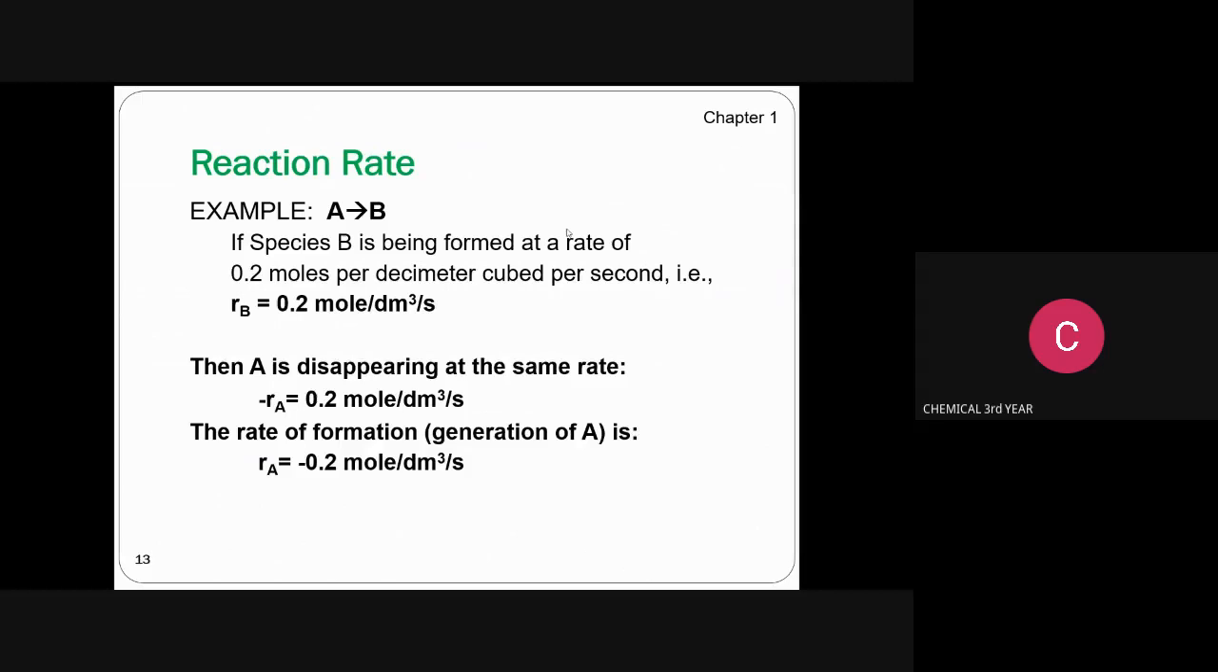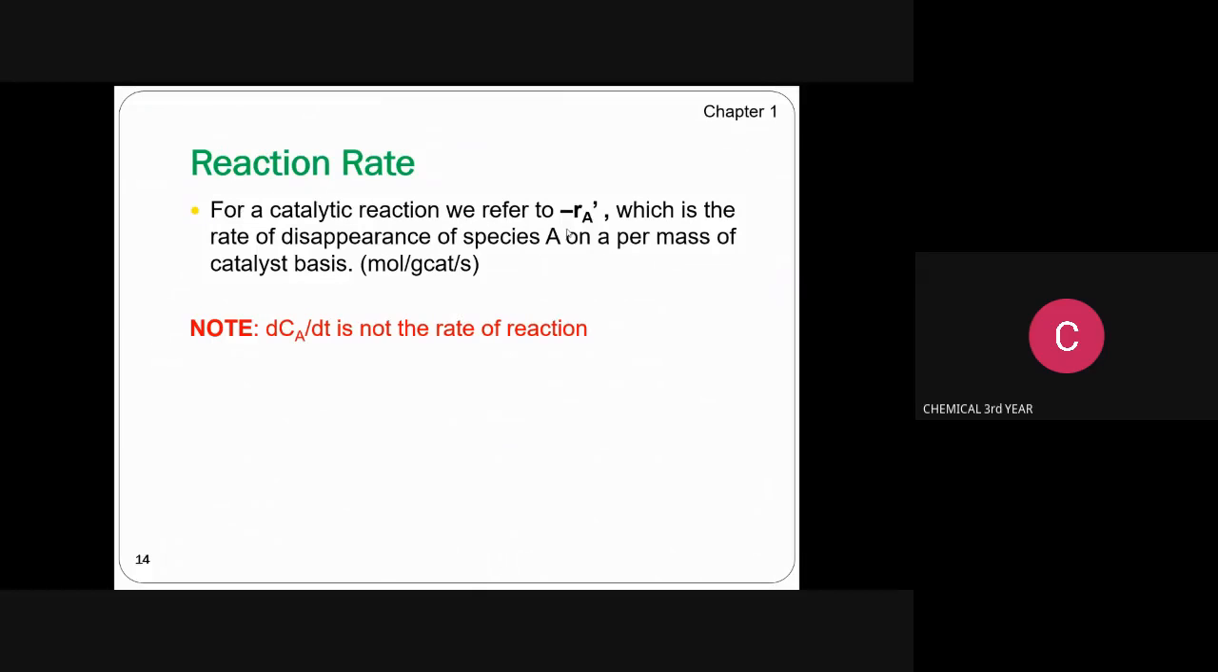And so we have to conclude it fast. If there are any doubts, leave a message or leave a text. For catalytic reactions, we use minus RA prime, which is the rate of disappearance of species A per the mass of catalyst basis.